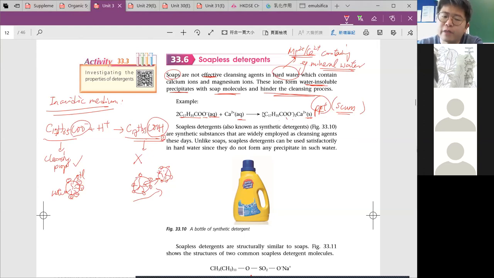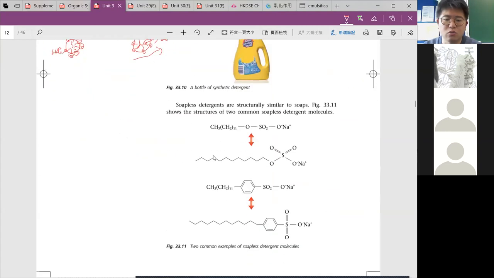First of all, soap was invented a long time ago, but soapless detergents come later, because we find that the use of soap has some limitations. Can you get the point? And unlike soaps, soapless detergent can work well in acidic medium and hot water. So what is that?